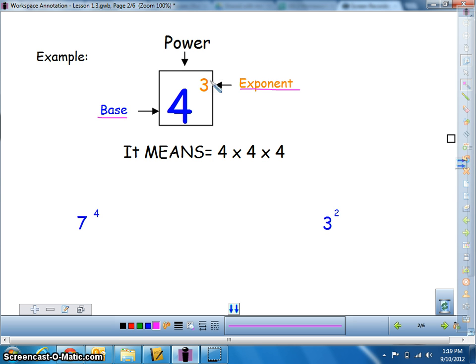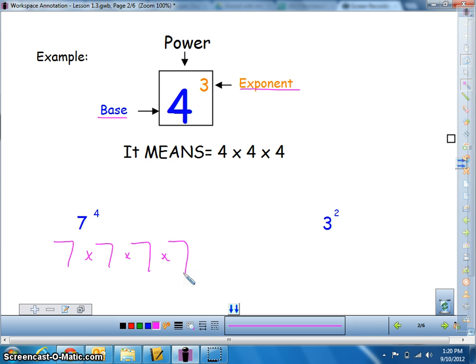Okay? So let's go ahead and look at this next one down here. We have 7 to the fourth power. I want you to say that to yourself. 7 to the fourth power. And what does that mean? Well, it means our base, which is the number 7, is going to get multiplied times itself 4 times. Our exponent is telling us 4. So it means 7 times 7 times 7 times 7. We just wrote this power as a product.